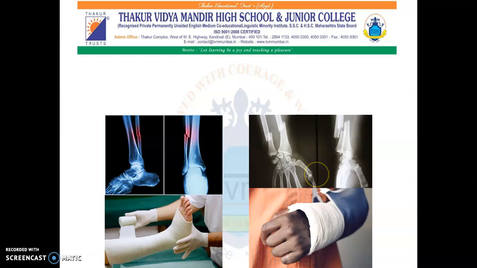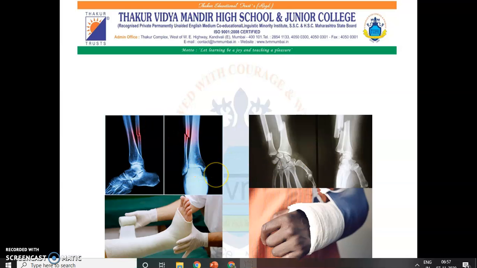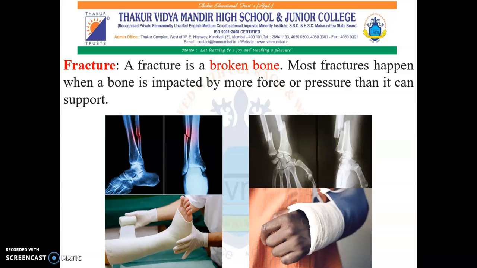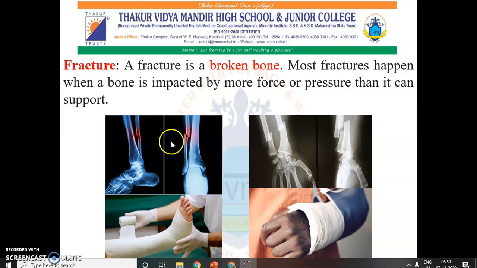Sometimes when we fall while playing or have an accident, a bone in our arm or the leg may get broken. This is called the fracture of the bone. A fracture in a bone causes severe and unbearable pain, and the part with the broken bone swells immediately. A fracture is a broken bone. Most fractures happen when a bone is impacted by more force or pressure than it can support.